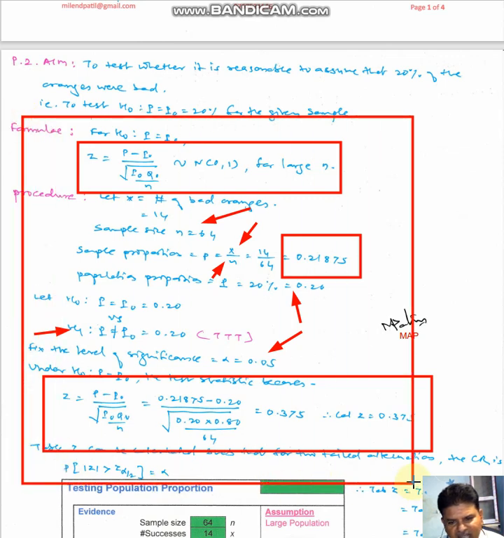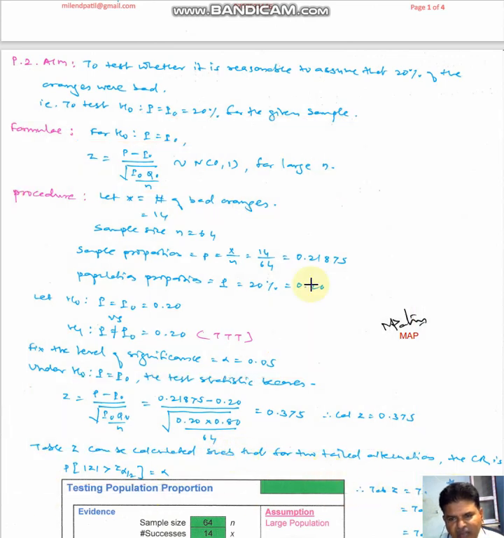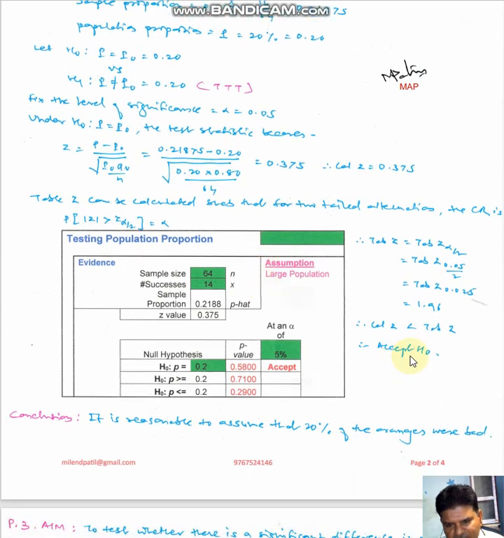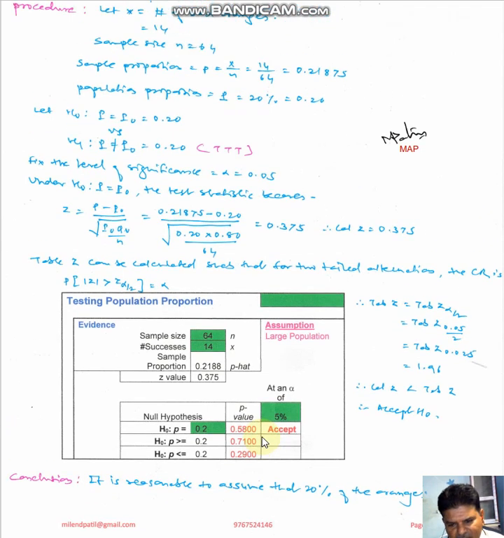So what is Z alpha by 2? The value of Z alpha by 2 in this case is 1.96, as we have seen in our earlier video. I have shown this in my earlier video also. So the calculated value of Z is less than table Z, accept H naught. It means it is reasonable to assume that 20% of the oranges were bad.